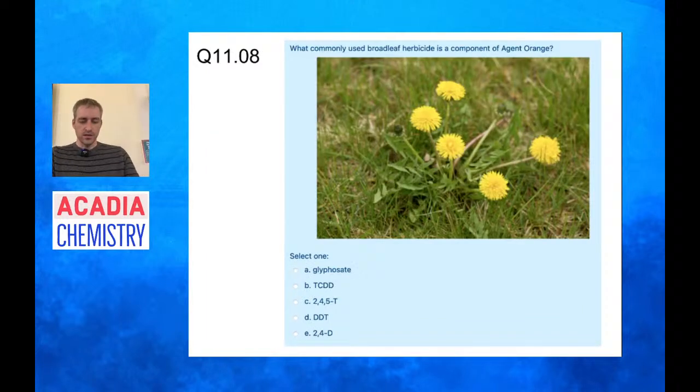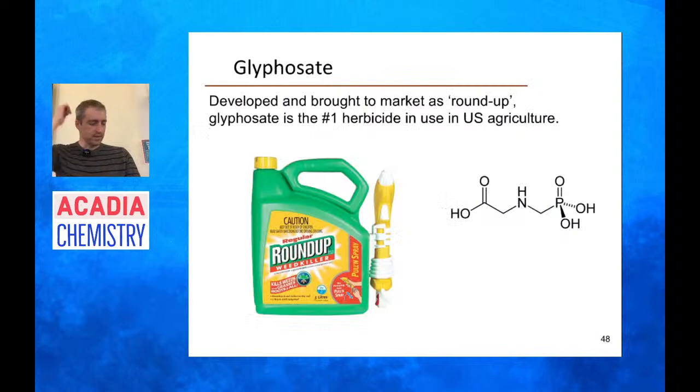What commonly used broadleaf herbicide is a component of Agent Orange? And that's 2,4-D. 2,4,5-T is also in Agent Orange, and a little smattering of TCDD. So arguably, Agent Orange could be like 100 times less dangerous if you were able to purify it and get rid of that little bit. All right, on to the next one.